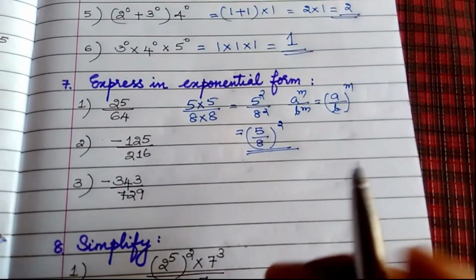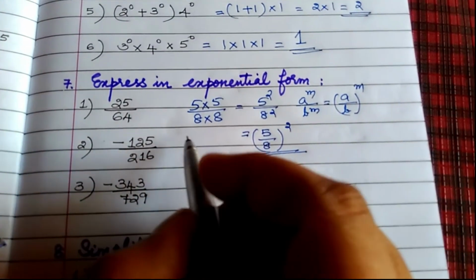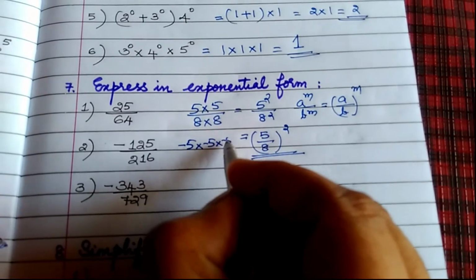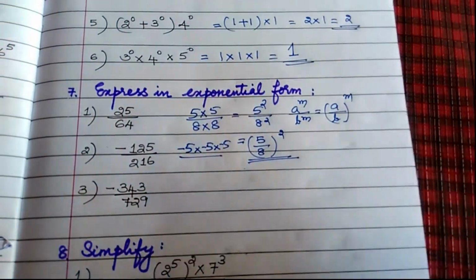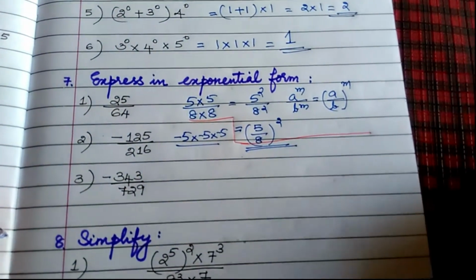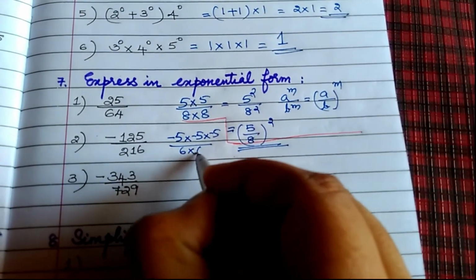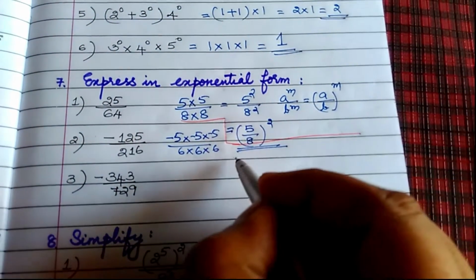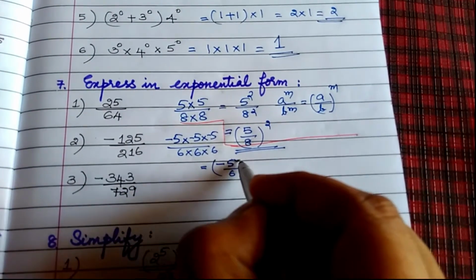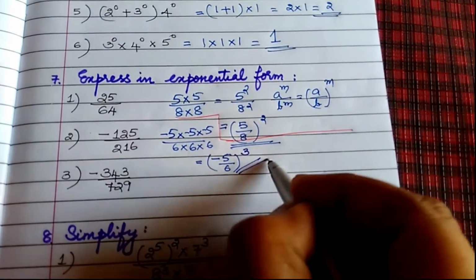Okay. Now next is minus 125 upon 216. So this is minus 5 into minus 5 into minus 5 upon, here it is 6 into 6, 36 into 6 is 216. So it is equal to minus 5 upon 6 whole cube. How many times you have multiplied? It is 3 times.